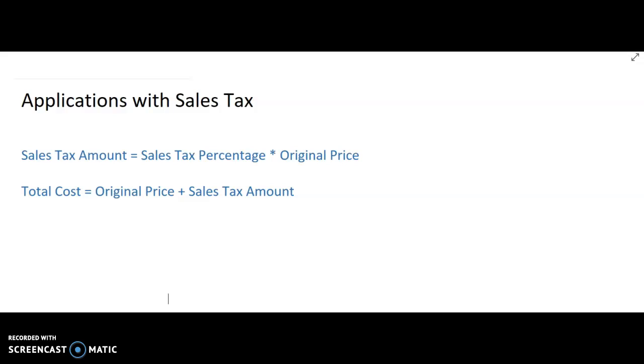Now, in order to find the sales tax amount, so how much are we paying in sales tax? We take the price of the item and we multiply by the sales tax percentage. Now, we do have to take that percentage and change it to a decimal first. Do not forget percent to a decimal, then we can play with the math. Now, once we find the sales tax amount, then we can say total cost is that original price, and then we add the sales tax. Boom, new cost, that's what you actually pay.